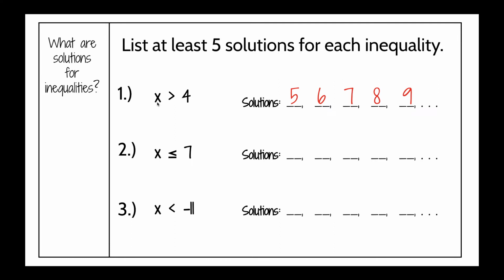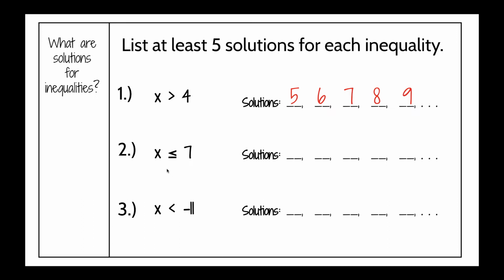So any value that is greater than 4 is a solution to the inequality x is greater than 4. Remember, an inequality is where a relationship is being expressed, and it doesn't have to be equal, but the numbers still have a relationship to one another. And the relationship here is all of our solutions are greater than 4. Make sure you have those numbers written on the lines in your notes.